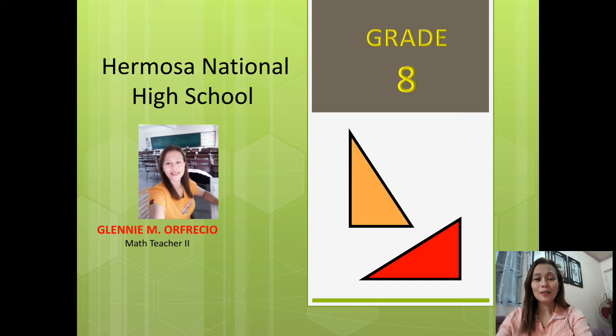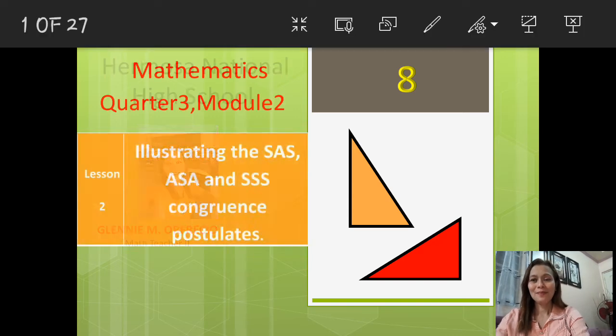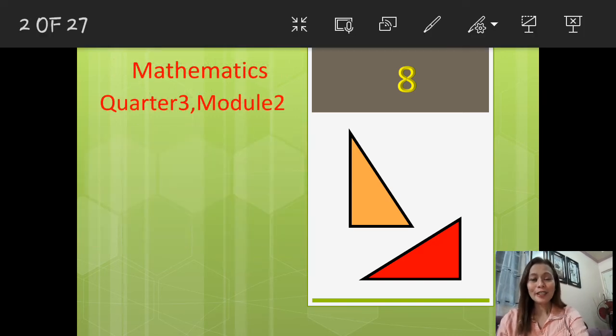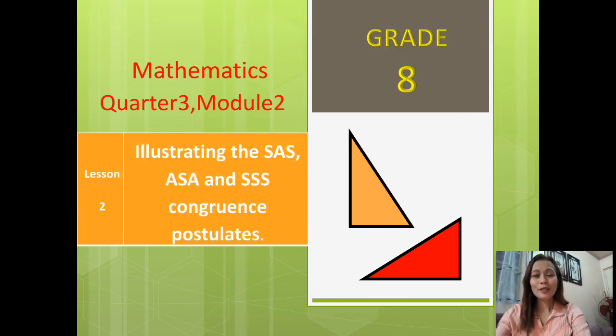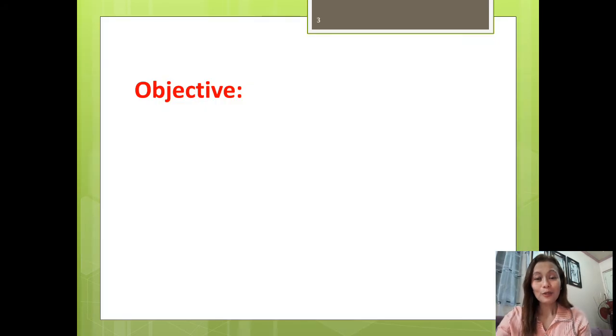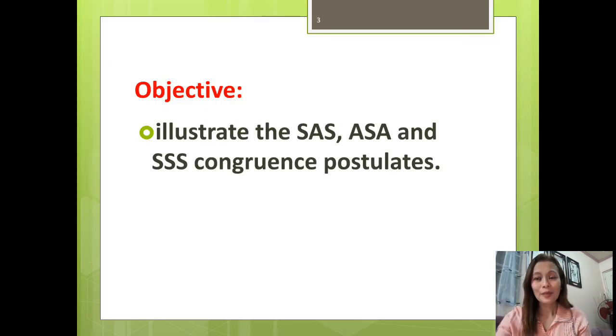For today's lesson, Mathematics, Quarter 3, Module 2. Lesson number 2, illustrating the side-angle-side (SAS), angle-side-angle (ASA), and side-side-side (SSS) congruence postulates. For today's objective, to illustrate the SAS, ASA, and SSS congruence postulates.